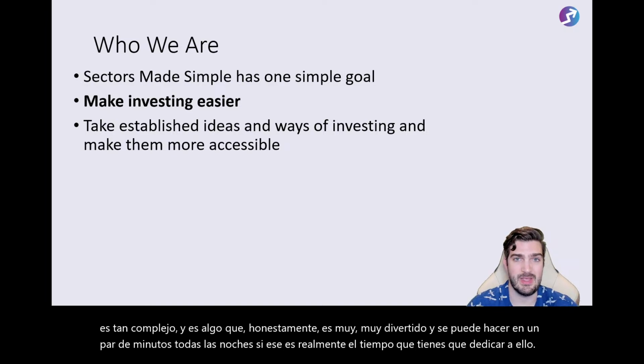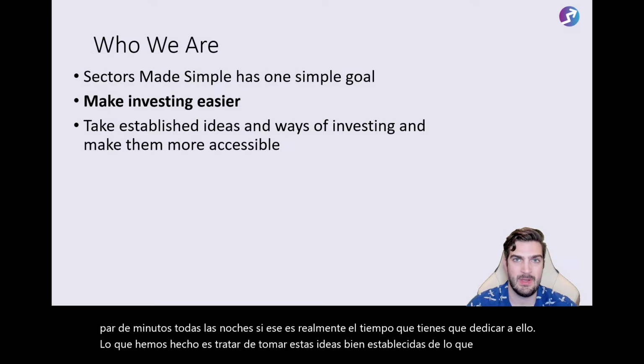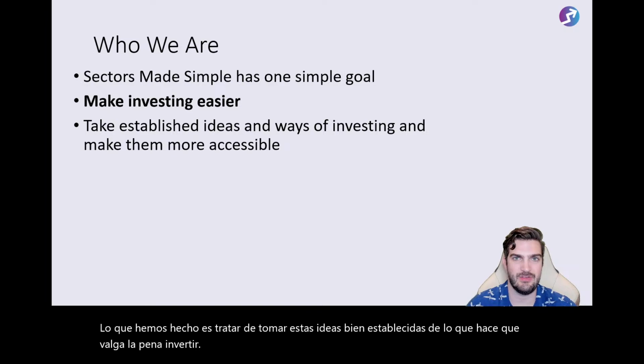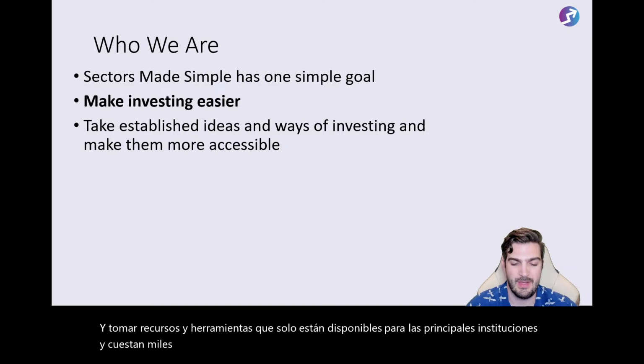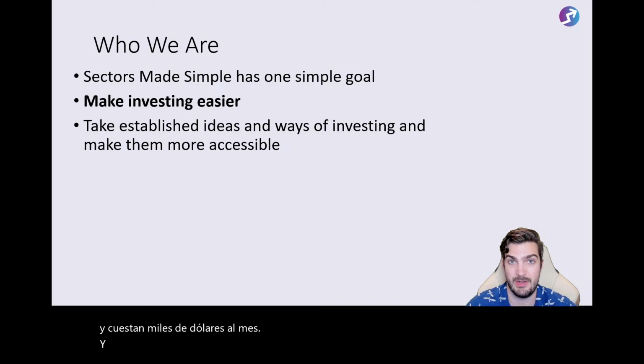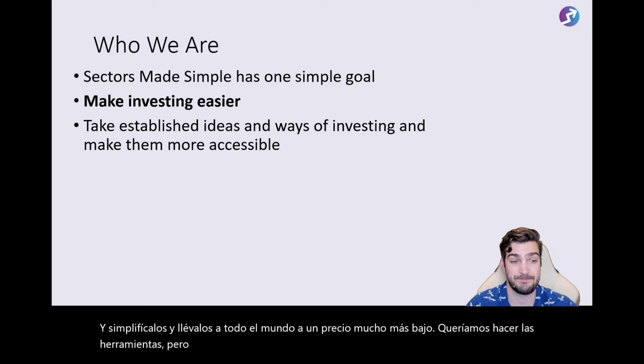What we have done is we have tried to take these well-established ideas of what makes investing so worthwhile and take resources and tools that are only available to major institutions and cost thousands of dollars a month and simplify them down and bring them to everybody at a much lower price point. We wanted to make the tools, but also the information more accessible.